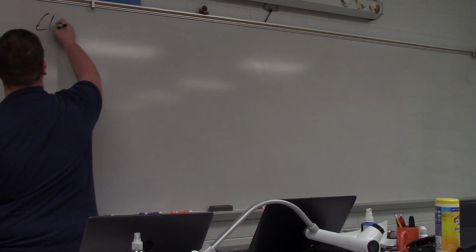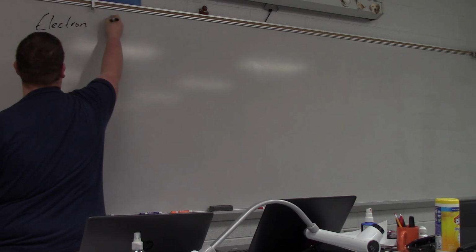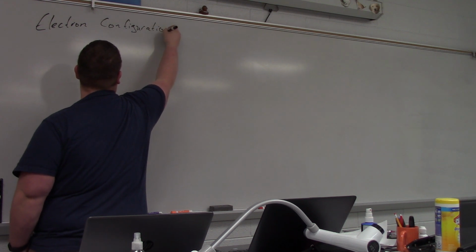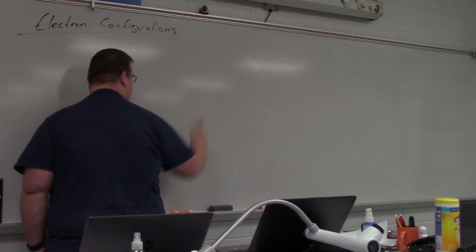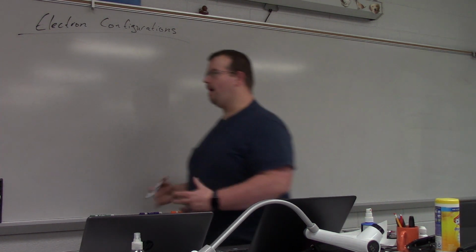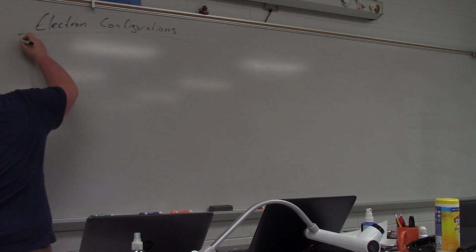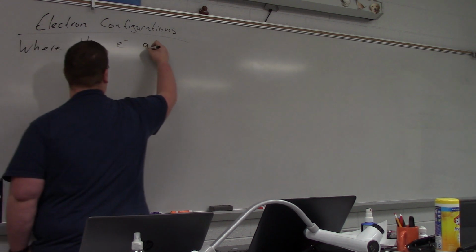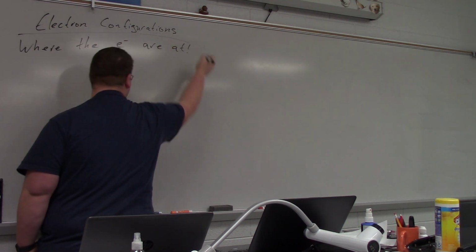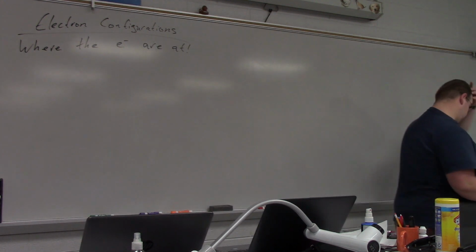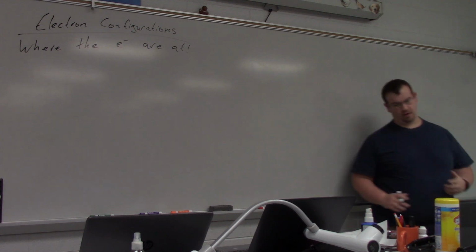So what we're gonna work on are called electron configurations. Now, when you look at electron configurations, what they're all about is where the electrons are at. And we have certain ways of symbolizing this, and they go by 3 different names.